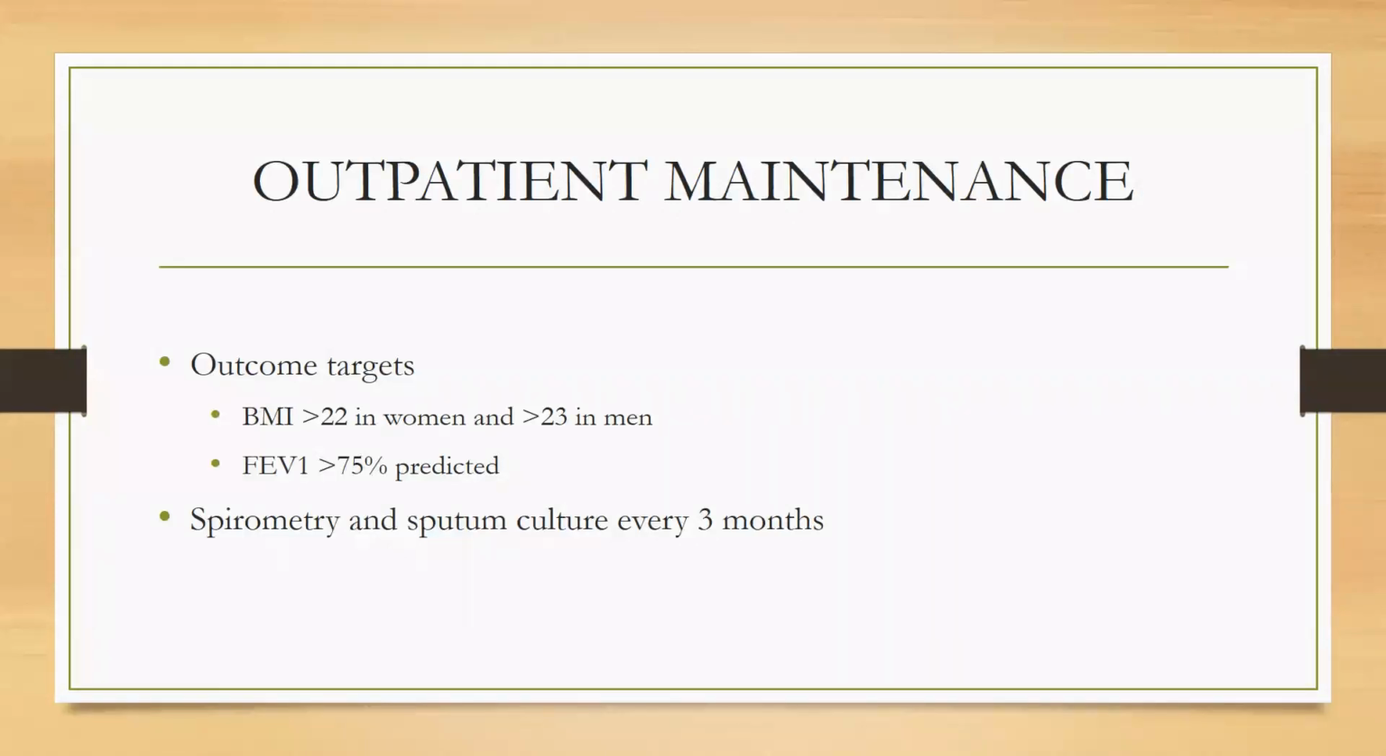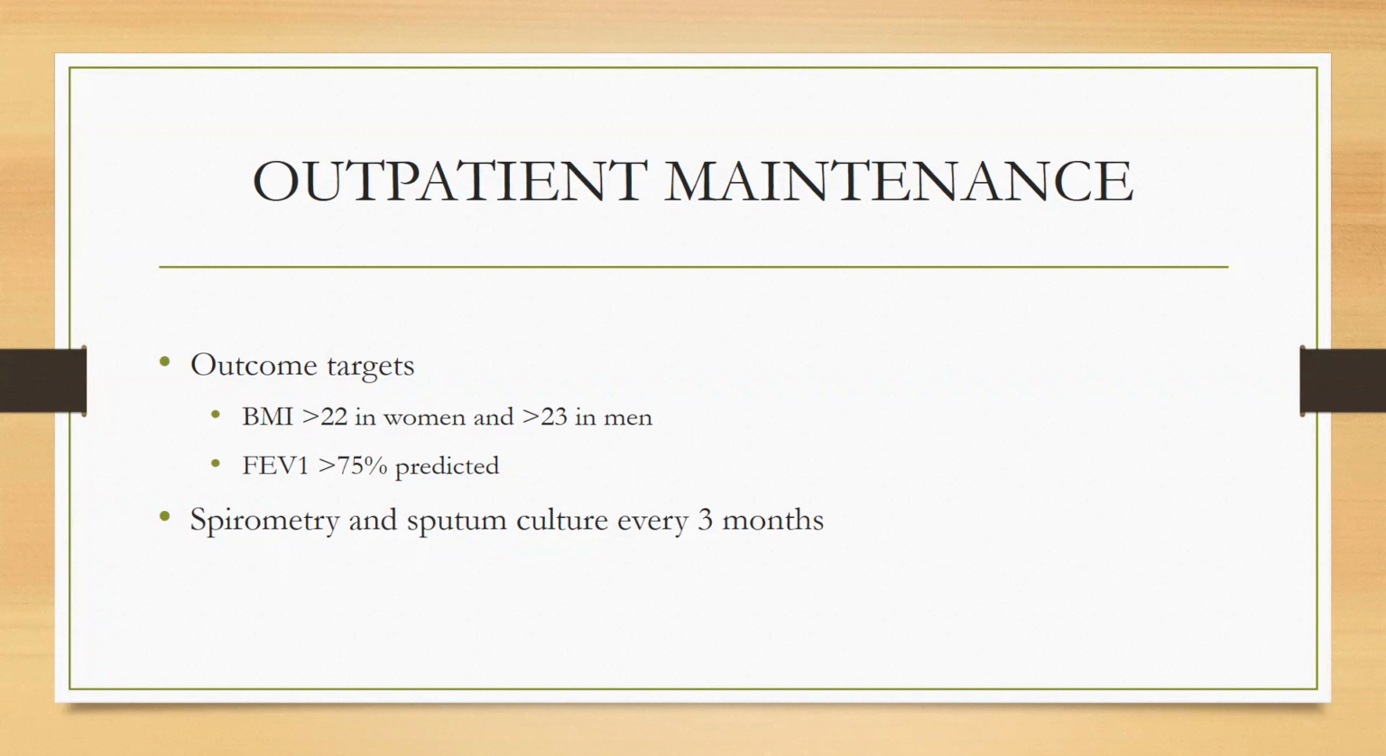So what do we follow these patients for in the outpatient setting? Big targets are BMI and FEV1. FEV1 is followed with spirometry every 3 months. These patients are also checked with sputum cultures every 3 months to see if they ever develop a new infection. They need to be treated right away and checked for eradication within 30 days post-treatment.